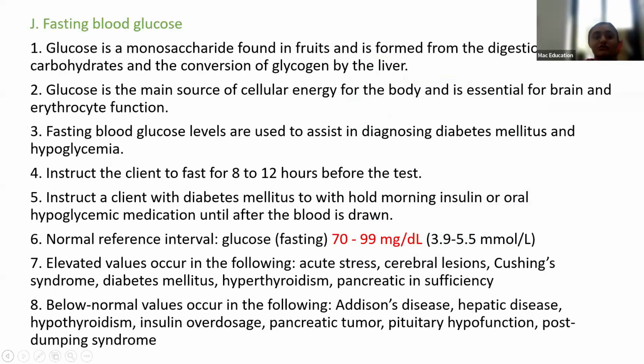Okay, next lab value, that is fasting blood glucose, FBS. Glucose is a monosaccharide found in fruit and is formed from the digestion of the carbohydrates and the conversion of glycogen by the liver.